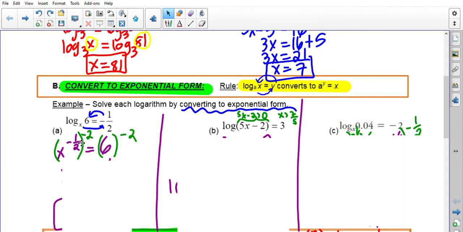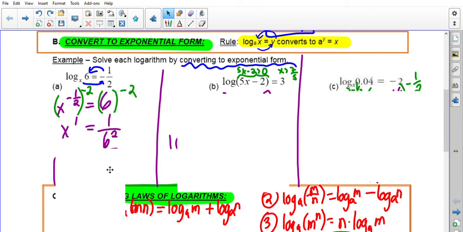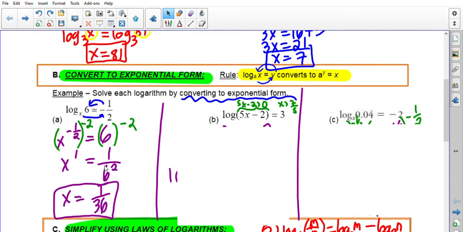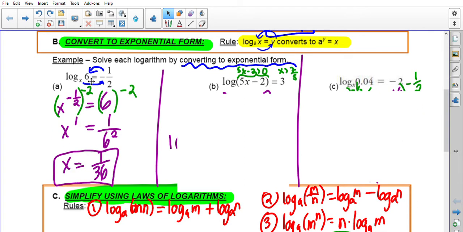All right, so what does that give us? That will give us x to the 1, which equals 6 to the negative 2. We can rewrite that using our exponent laws as 1 over 6 to the positive 2, bringing it down to the denominator. And so that leaves us with x equals 1 over 36. And that works here. Notice the x we were solving for was the base, and the base always has to be positive and not equal to 0 or 1. So 1 over 36 works.